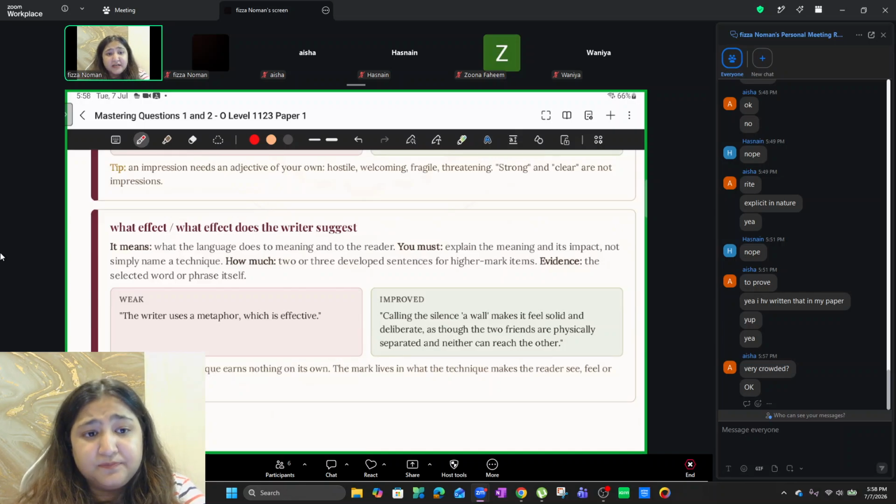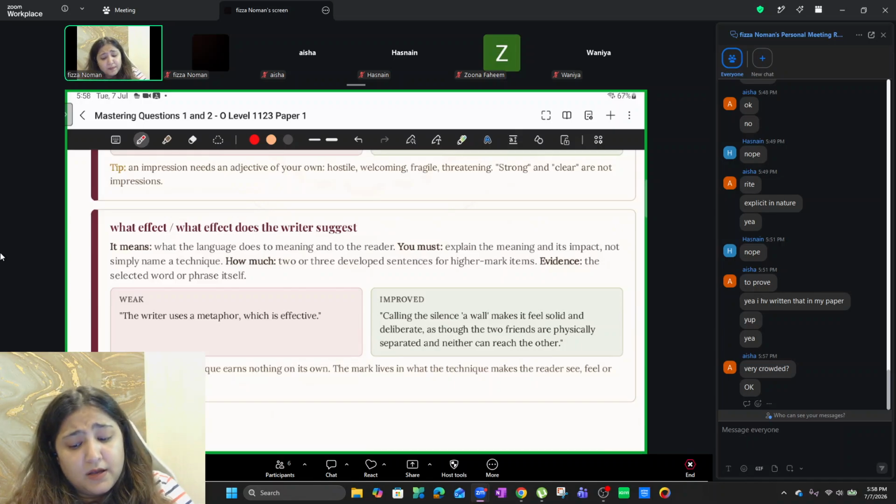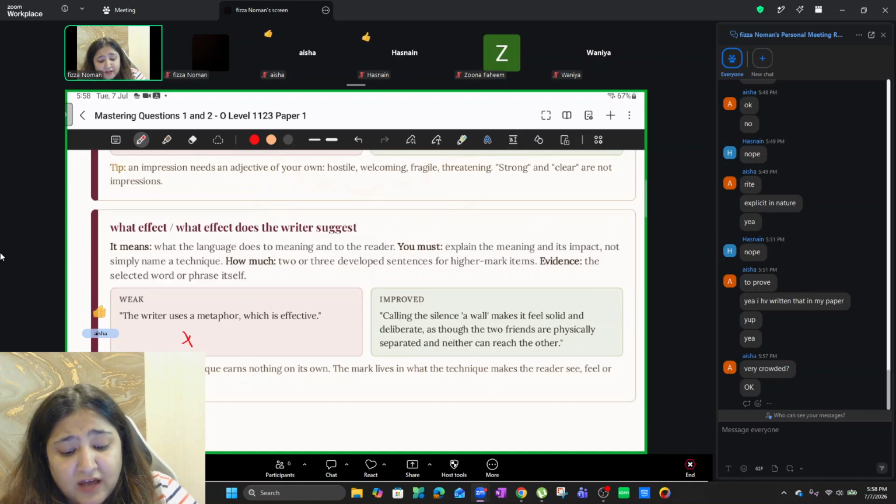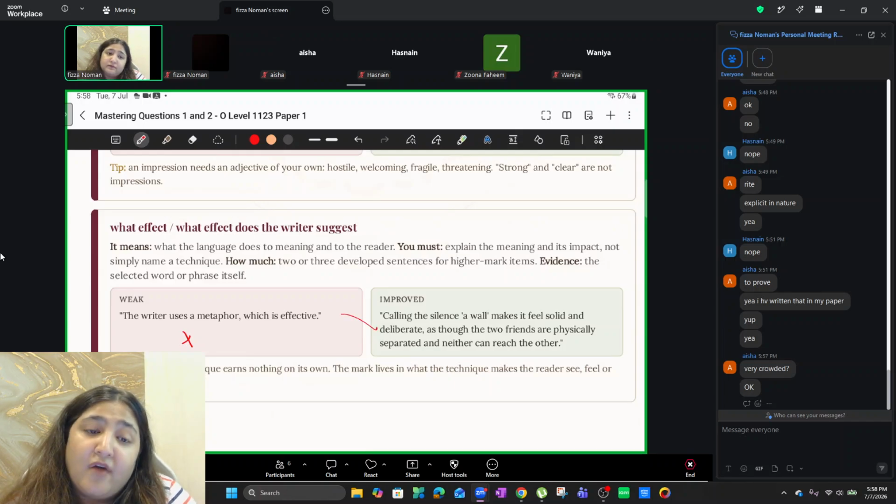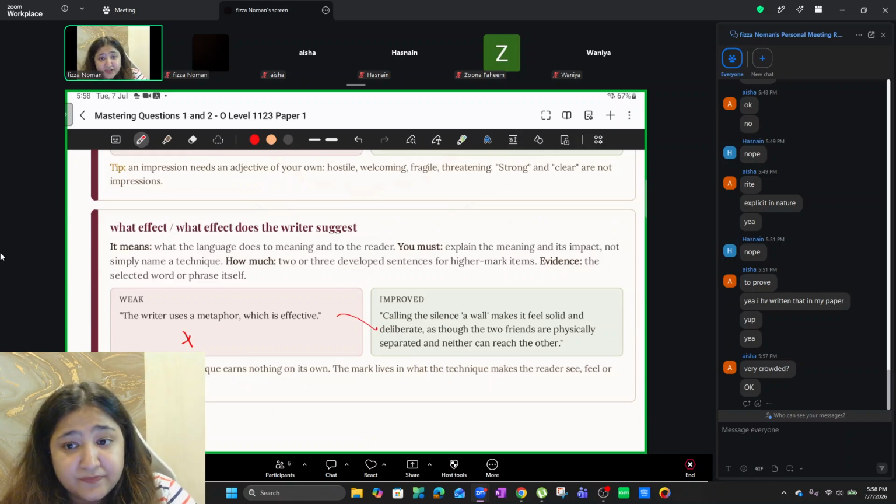Do we understand? So, "the writer uses a metaphor which is effective." No. Part of the credit only. "Calling the silence a wall makes it feel solid and deliberate, as though the two friends are physically separated and neither can reach the other." We have explained the effect of the feature we have identified. This will make more sense in context. Are we good? Yeah?